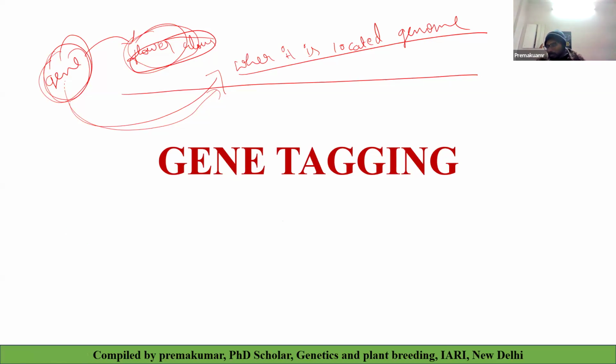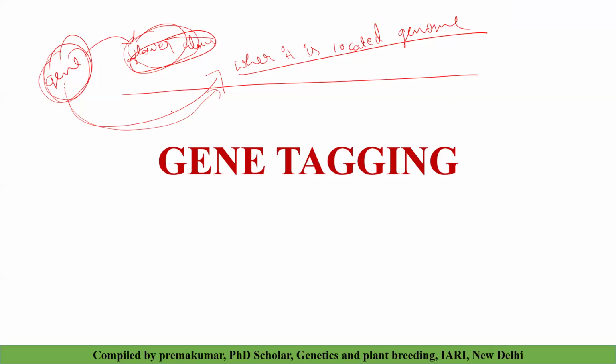Then the other thing we will do in molecular breeding. I told you, you have to assign a gene for a particular trait and you have to tag it in the genome. You have to give an address for the gene. How can you do it with the knowledge of your linkage and recombination? We already discussed. How will you do it? By checking which marker is always associated with that particular trait.